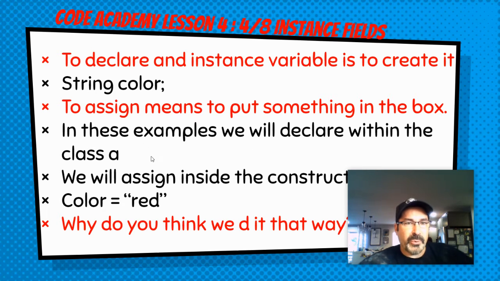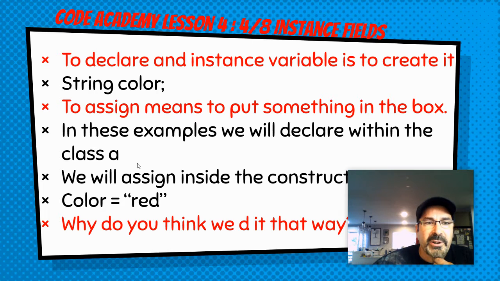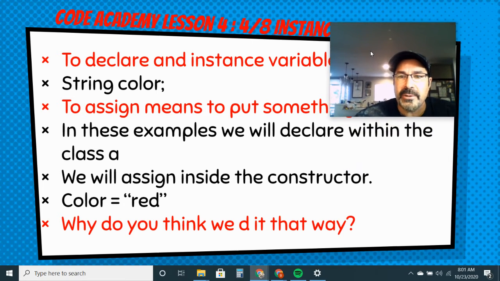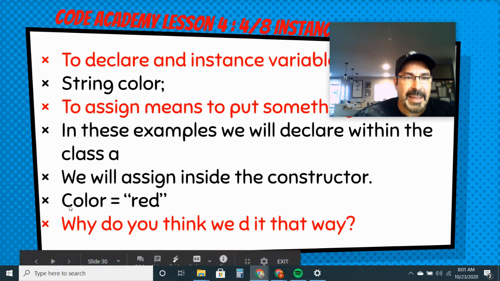Okay, in these examples that we're talking about, we're going to declare the variable within the class, and we will assign something to the variable inside the constructor. So the assignment would look something like color equals red.